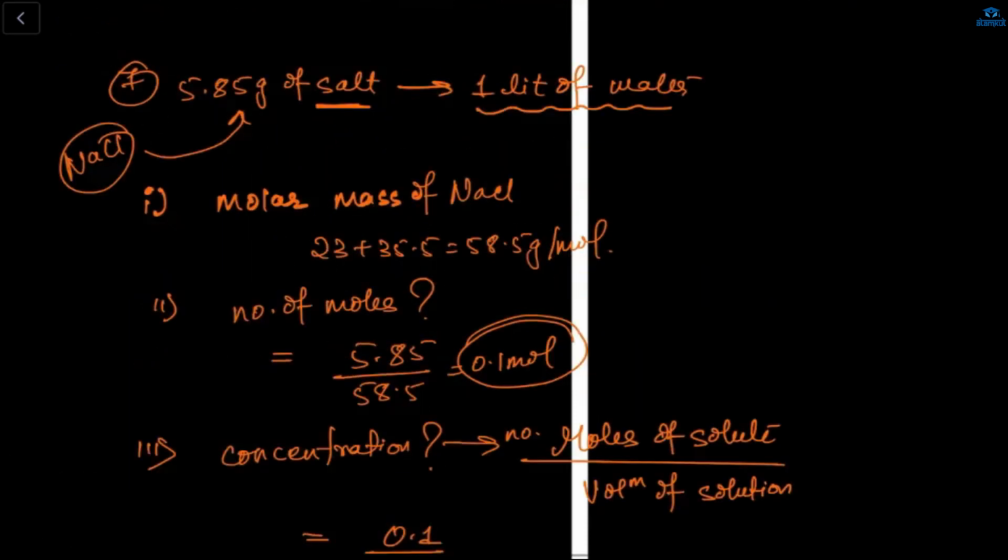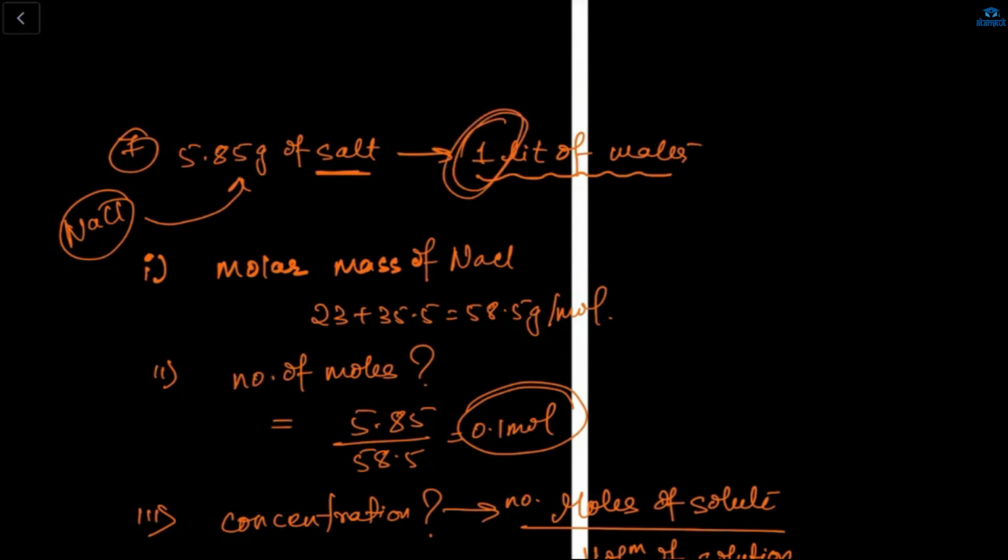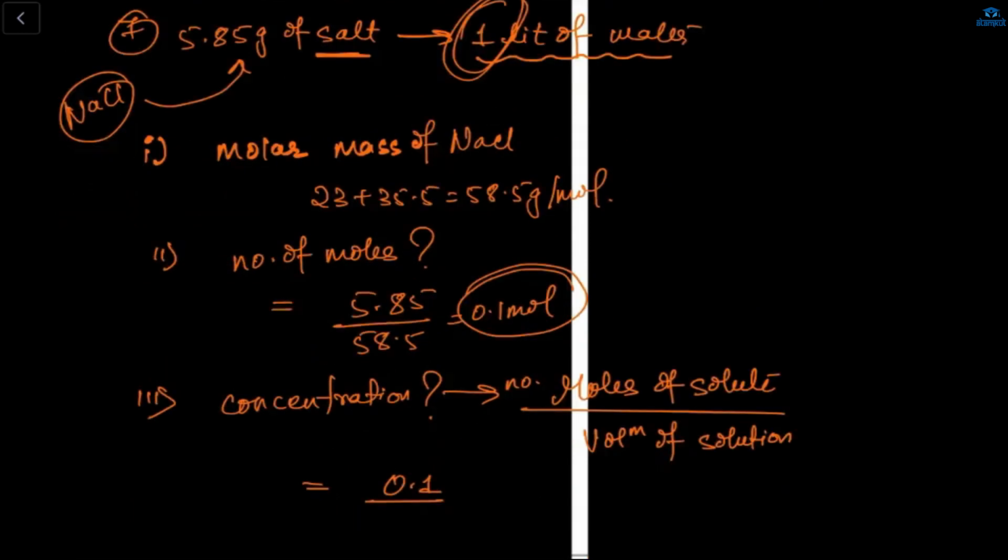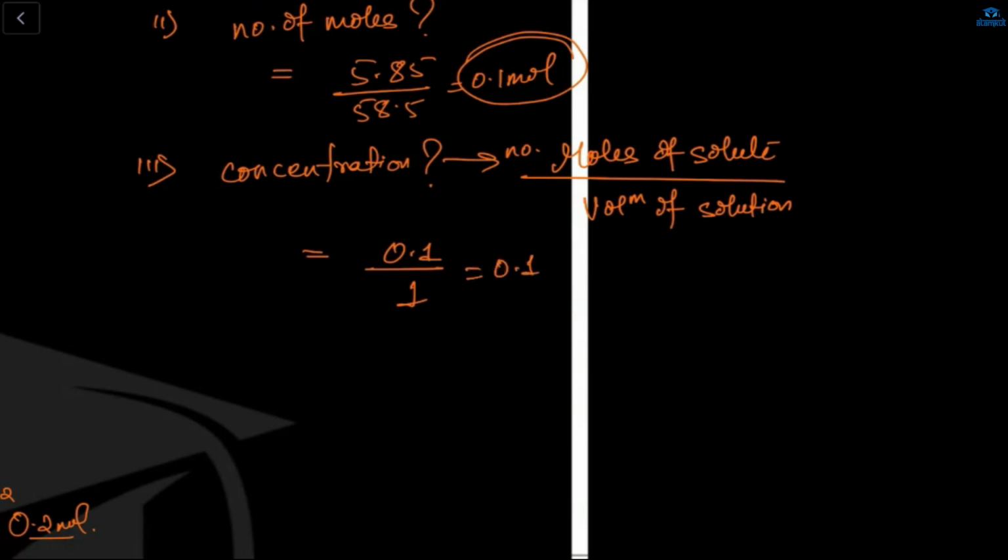Volume of solution is this much, 1 liter. No, 1 liter is volume. So it's 0.1. It's 0.1 mole per liter. Okay, Arham, is the answer correct or wrong? Yes, tell me. I think I've also done this one. I think I got the same answer.